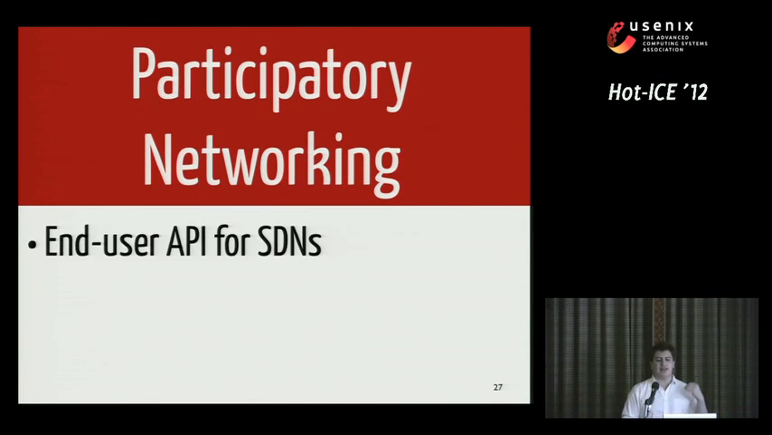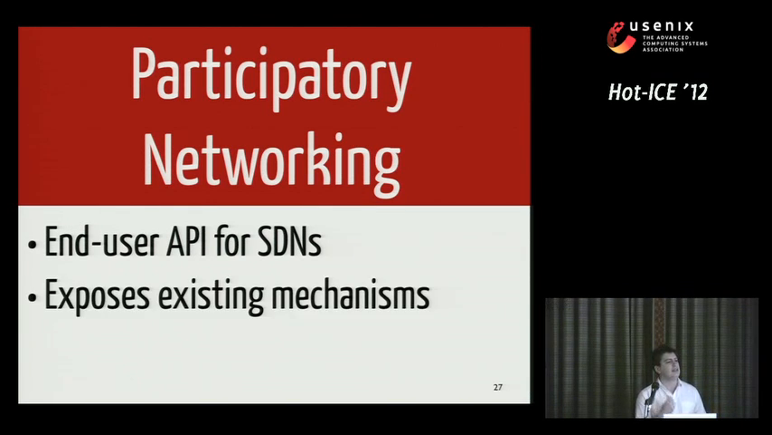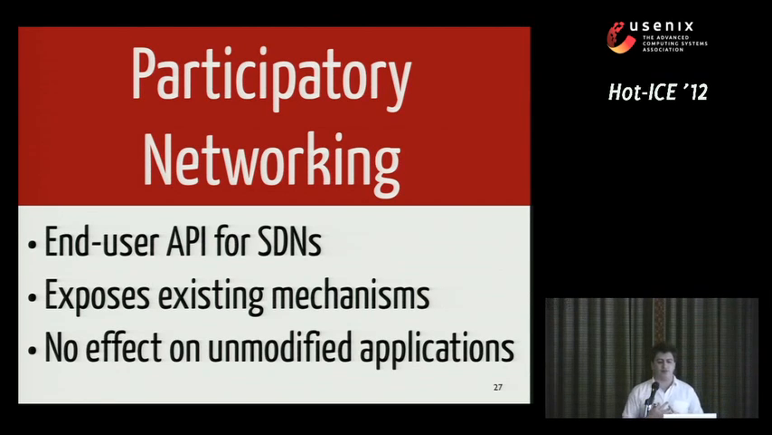Participatory networking introduces the end-user API, or the system calls, for software-defined networks. It does not propose any new mechanisms or network resources such as QoS, routing, or access control. It simply allows the end users and their applications to use them. Unmodified applications, or those which choose not to participate, continue to receive the best effort performance of existing networks. In our vision, the network operators will set baseline policies that enforce fairness and security, while end users and applications propose new configurations to meet their needs.